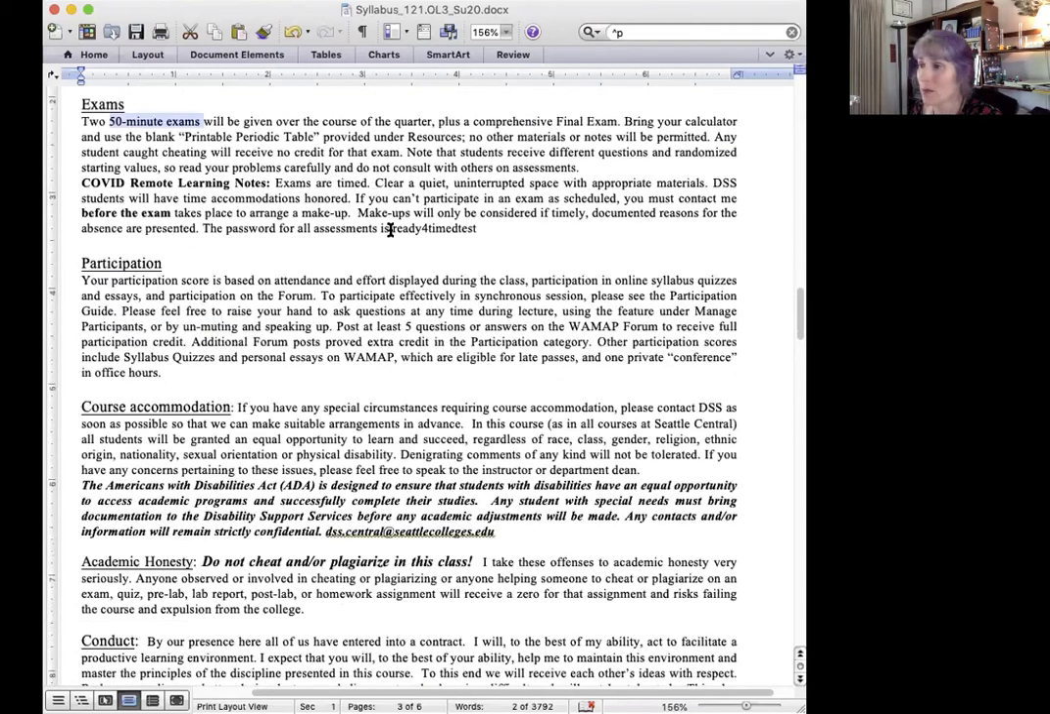All of the exams and quizzes should have a password that says "ready for a time test" with the number 4, and that is so you don't accidentally open it up and then you've used the assessment without realizing it.